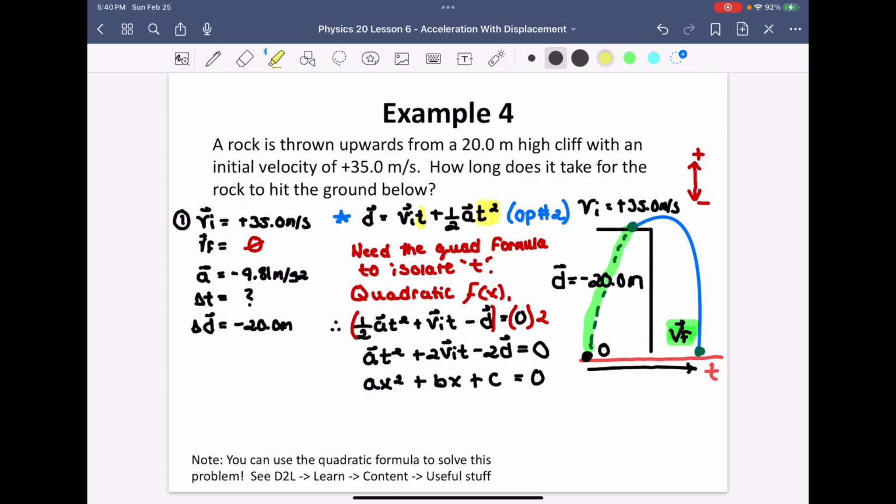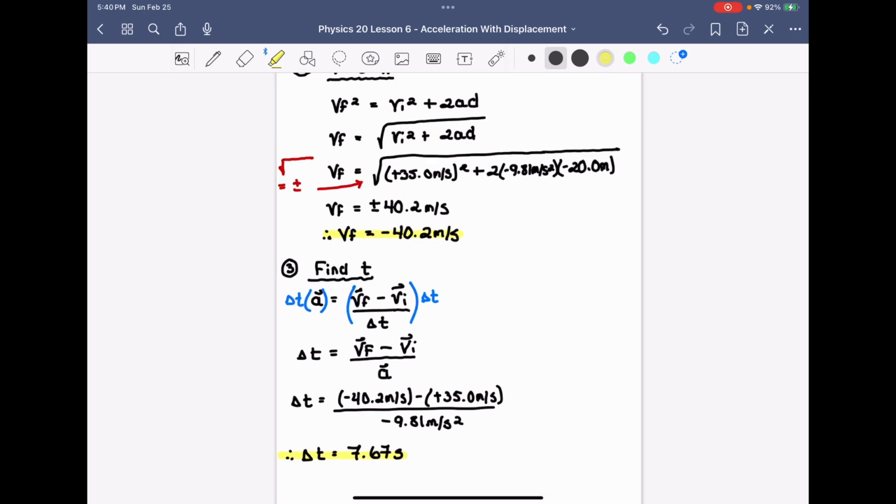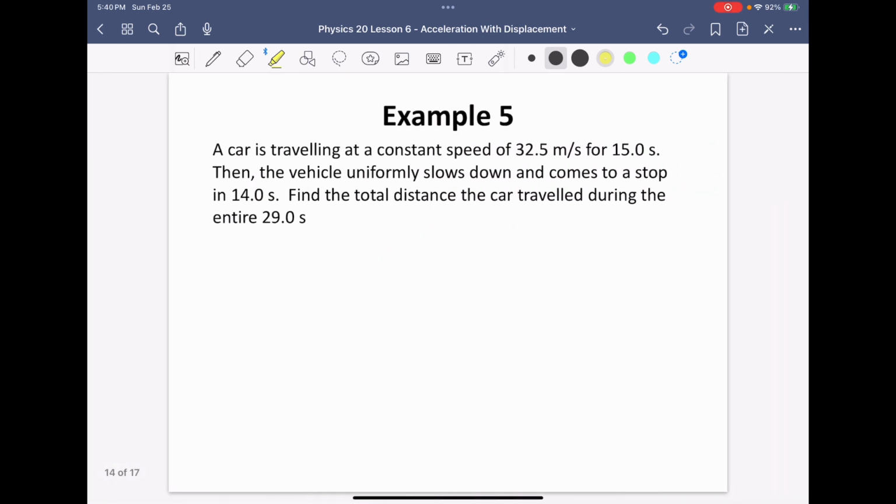But yes, you do have the ability to go either quadratic formula, or you have the ability to find another variable that you may not have known originally, and then use that variable to solve for the variable you're looking for. And so this is where we say it can get a little bit more complex: you might have to solve for one variable before you've solved for the other. All right, example 5.